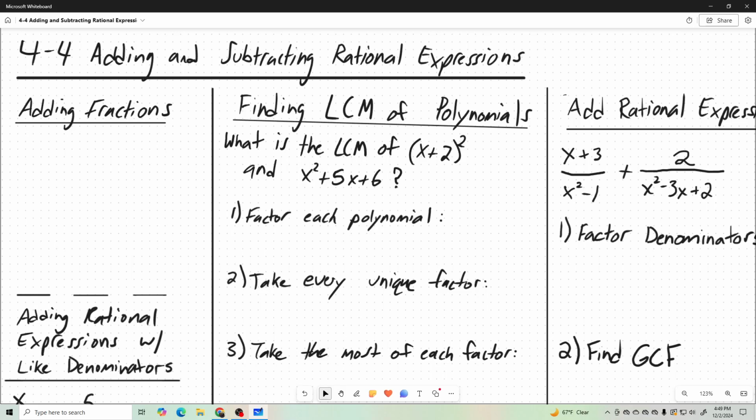Hello everybody, welcome to 4-4, adding and subtracting rational expressions. You know you're getting into complex math when the adding and subtracting is harder than the multiplying and dividing.